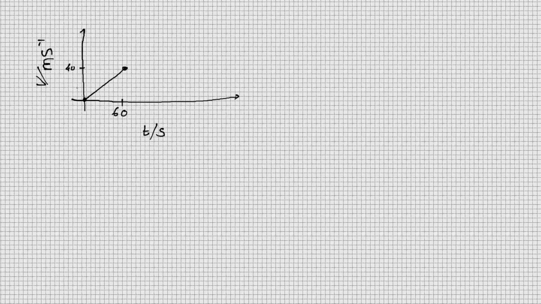It holds the speed for some time and then slows uniformly to rest with a deceleration 3 times that of the acceleration. So acceleration is rise over run. 40 over 60 is 4 over 6, which is 2 over 3 meters per second squared. It continues at this for some time.